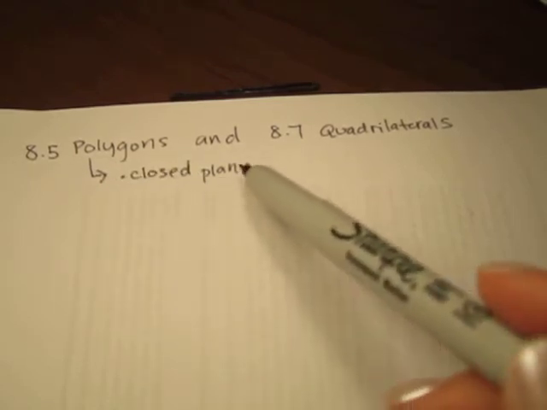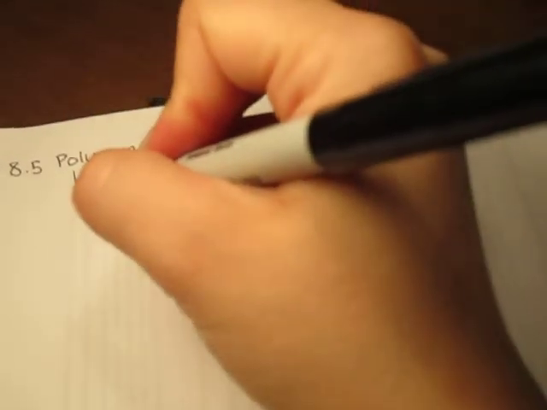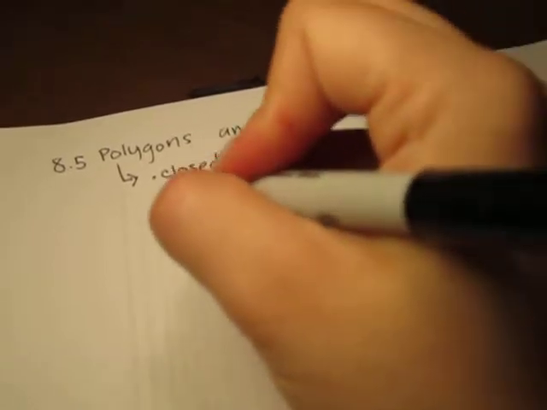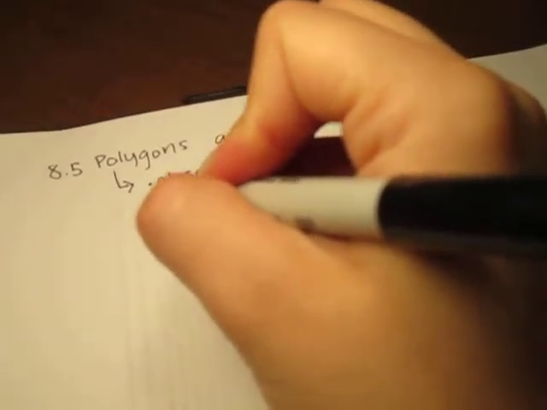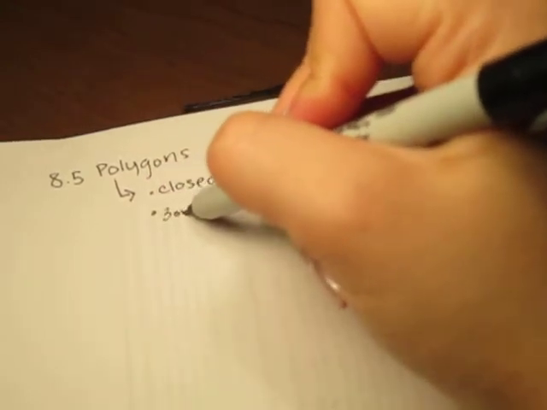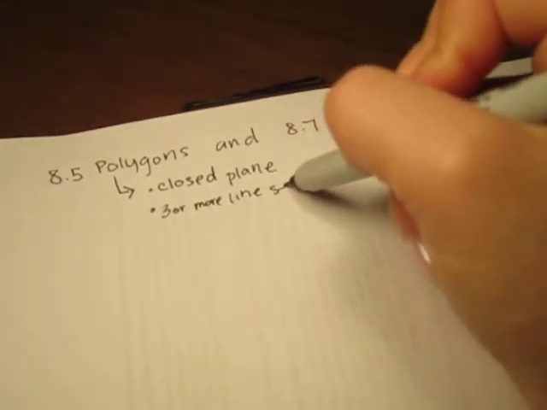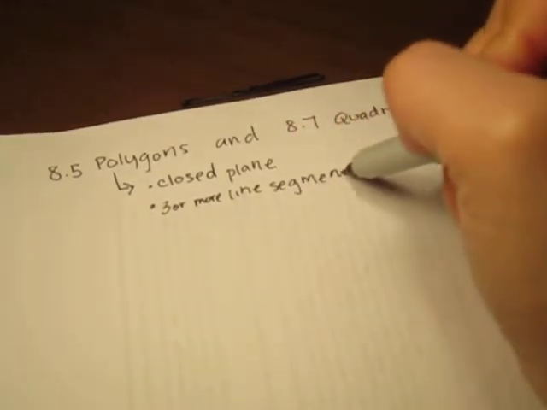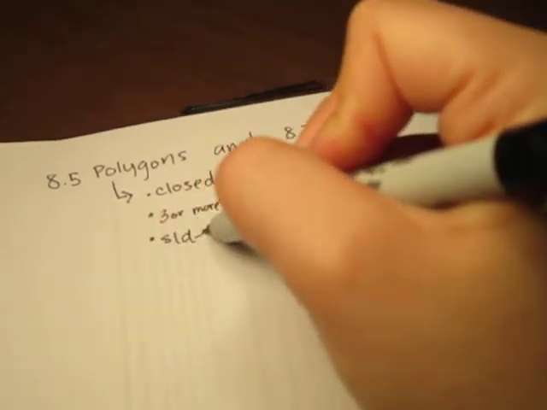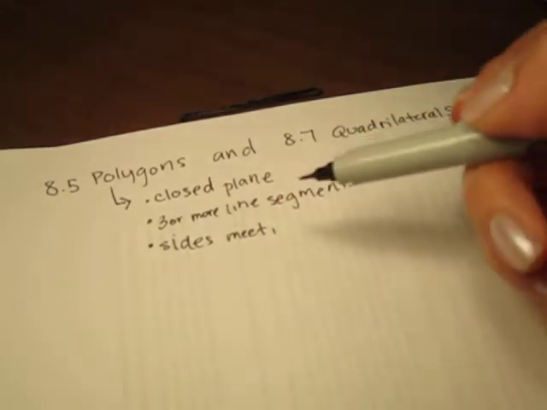So the first thing is that it has to be a closed plane. Second thing is that it has to have 3 or more line segments. Then the sides meet but do not cross.